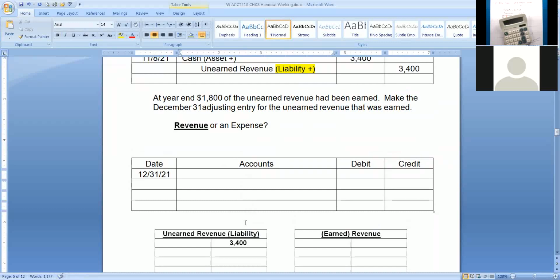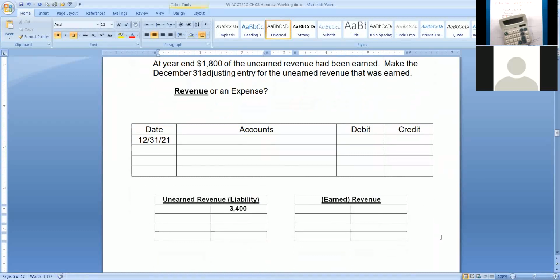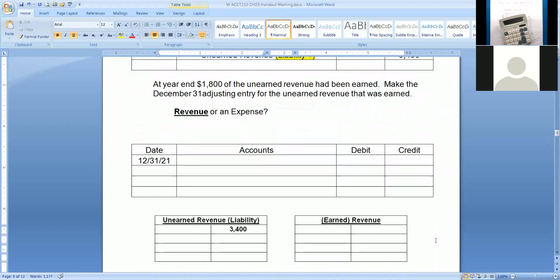Okay, so these are the two accounts. Which account do you think is going to go where? I'll give you a hint: the easiest one to figure out is going to be the revenue, because revenues are always credits.